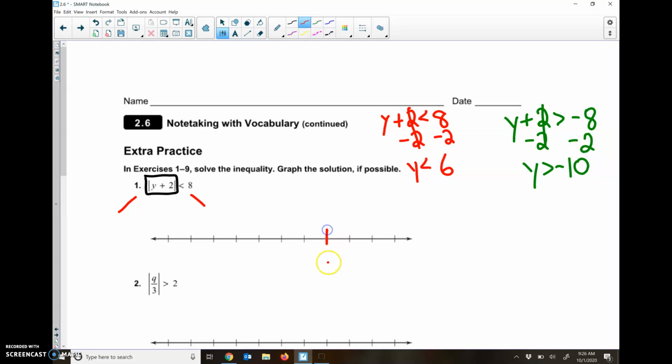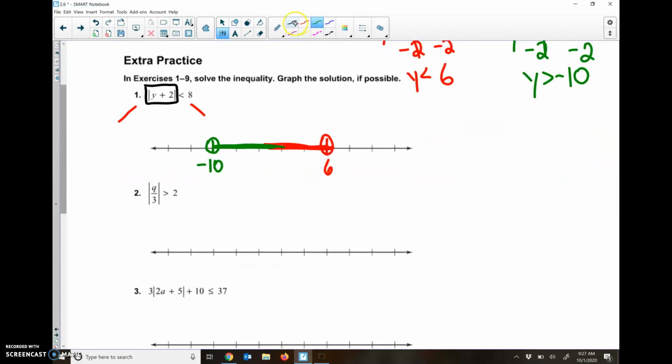So we'll say 6 is over here. Open circle because it's a less than, not a less than or equal to. And numbers less than 6 go to the left, like 5, 4, 3, 2, 1. And then over here we got a negative 10. Open circle again because it's a greater than sign, not a greater than or equal to. And numbers greater than negative 10 go to the right, like negative 9, negative 8, negative 7, all those numbers there. So that would be our answer for number 1.